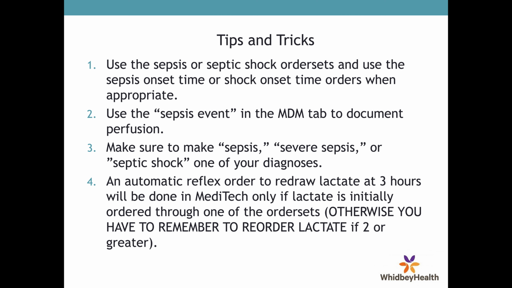When you document your tissue perfusion, you should use the sepsis event in the medical decision-making tab, and I'll show you how to do that in a minute. Make sure that one of your diagnoses is sepsis, severe sepsis, or septic shock, so that it gets placed on the problem list. The problem is if you diagnose fever, pneumonia, hypotension, but not sepsis, it kind of looks to the billers and coders and the people looking at the chart later like you missed it, even if you did everything else right.